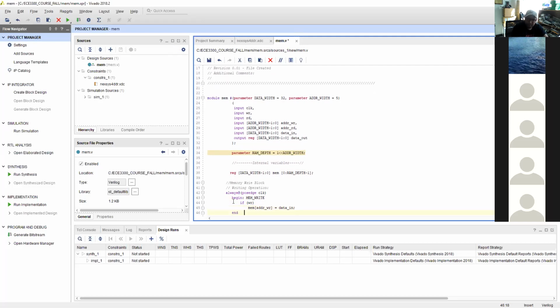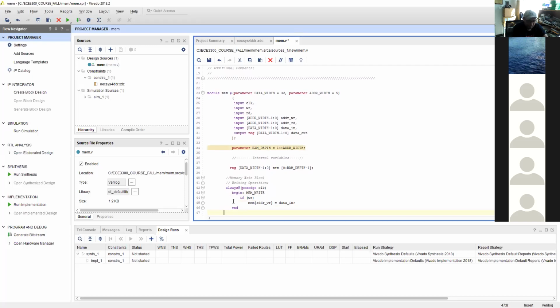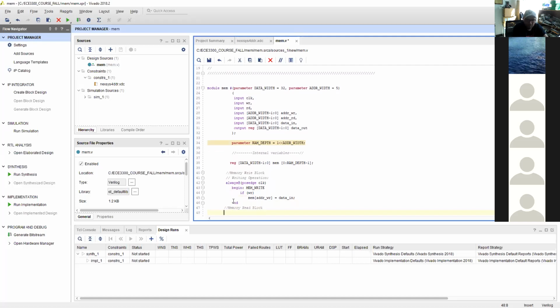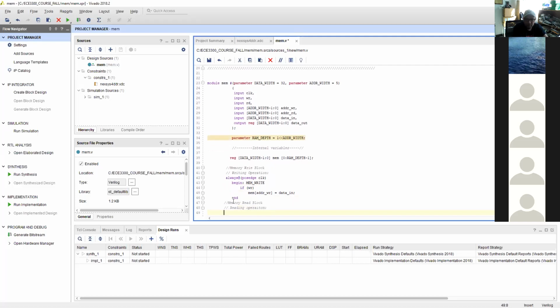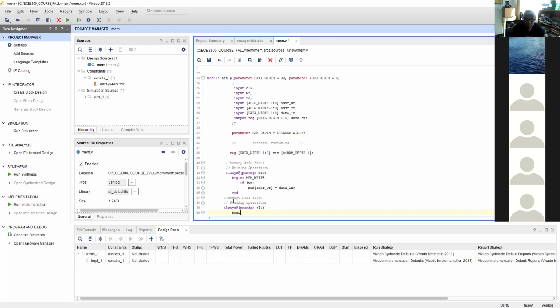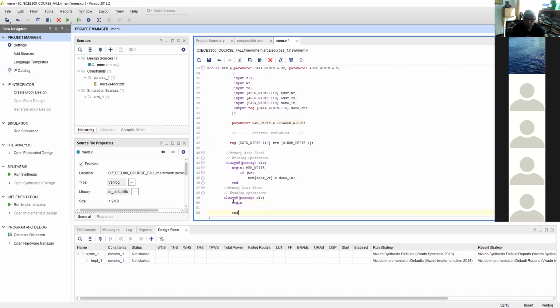Okay. Then I will go here. Memory read block, reading operation. And always at positive edge of the clock. And then if read happening, data out is equivalent to mem address.